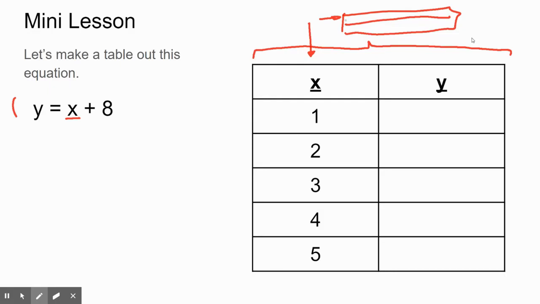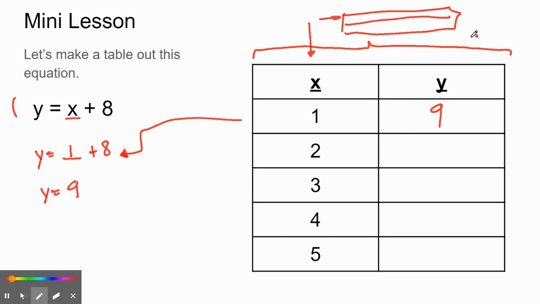So all we need to do to create a table from our equation is rewrite our equation, but instead of using the variable x, we're going to pick one of our values. So let's pick 1. We're going to substitute 1 in for that variable, and then we're going to solve our equation. So we have y is equal to 1 plus 8. 1 plus 8 is 9. So if x is 1, y has to equal 9, and we can list that over here in our table.